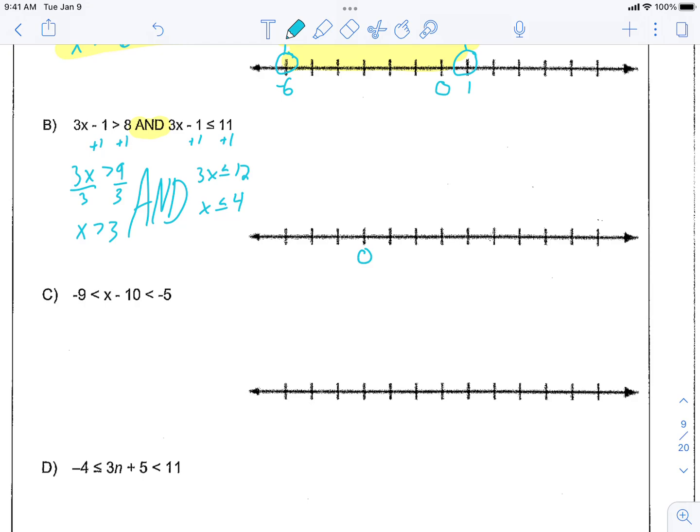Graphing it: open circle on 3 to the right, closed circle on 4 to the left. Again, notice they meet. They are ands.